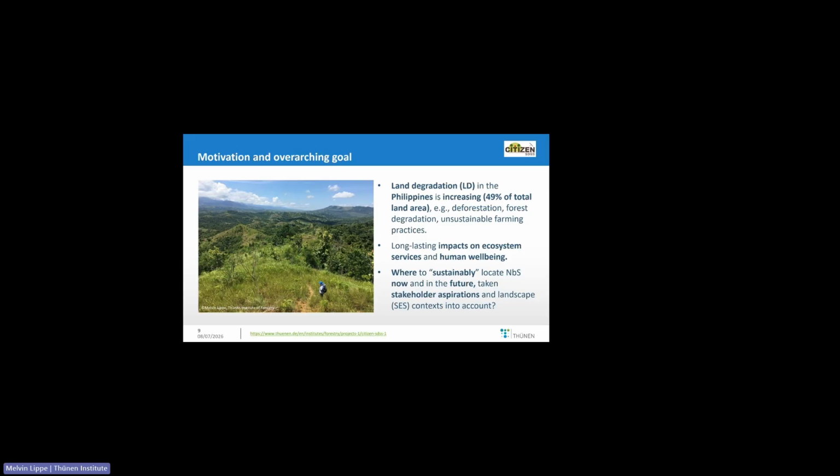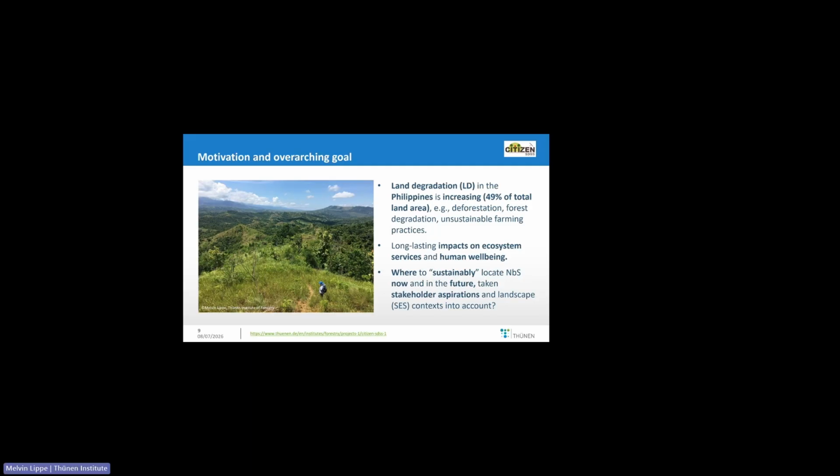You see on the left side a photo from one of the study sites, Peña Blanca, and you see on the lower part one of the local guides, who looks into the landscape, and you can see that some parts are basically degraded grasslands, while in the back you have, for example, former clean development mechanism reforestation and agroforestry sites. However, some of the agroforestry sites were established on degraded areas which were not suitable.